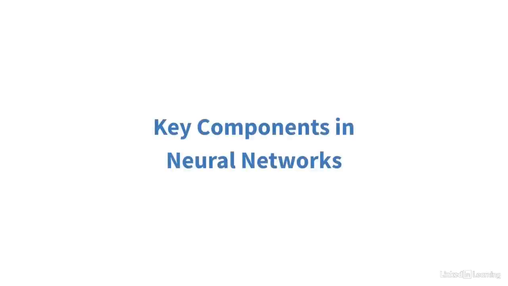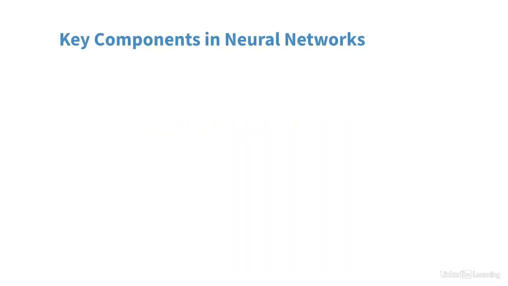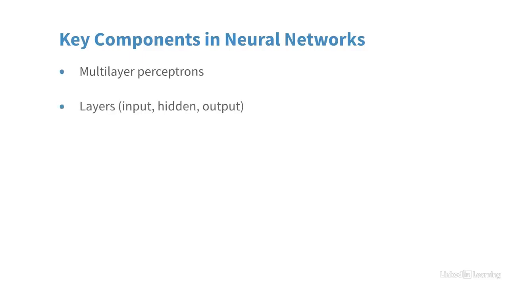We begin by answering the question, what are the key components in neural networks? After completing this chapter, you will be able to describe what a multilayer perceptron is, understand how neural network layers work, describe activation functions, and understand how neural networks learn.